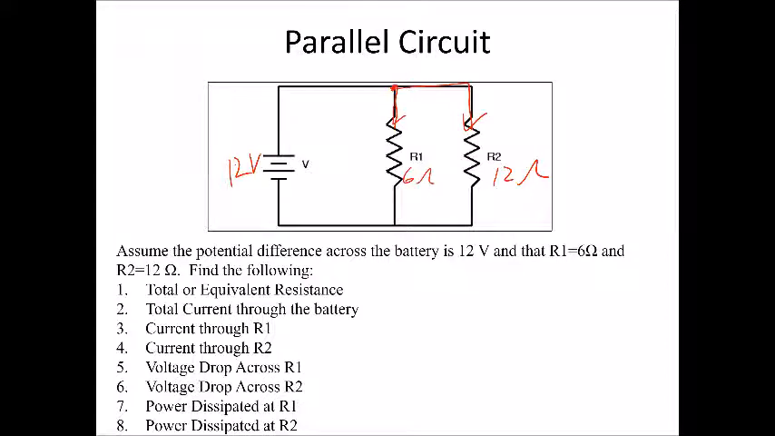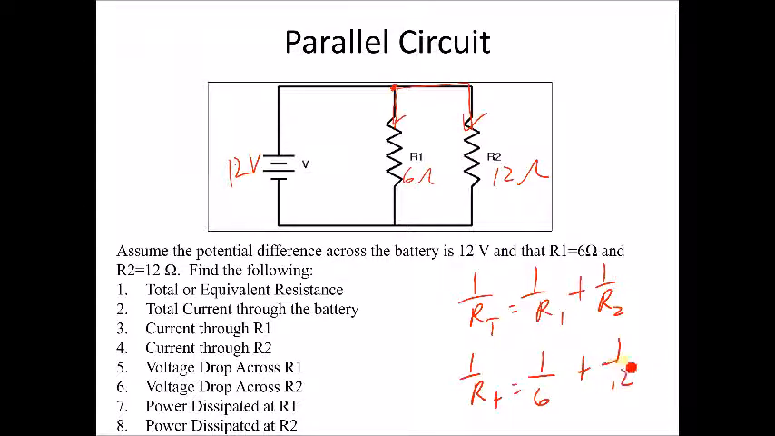We're asked first to find the total or equivalent resistance. In parallel, you want to use the relationship that 1 over the total resistance is equal to 1 over the first resistor plus 1 over the second, and so on. If we had a third, it would be plus 1 over 3, and so on. So in this case, 1 over the total equals 1 over 6 plus 1 over 12. So you want to do basic fraction math here, get a common denominator. 1 over 6 is going to be equal to 2 over 12.